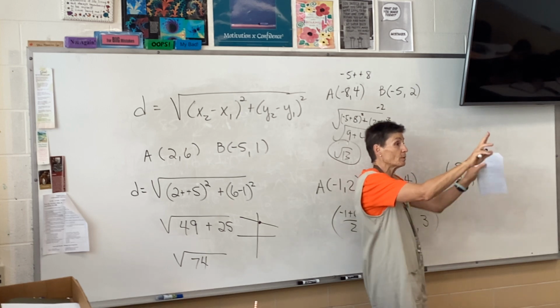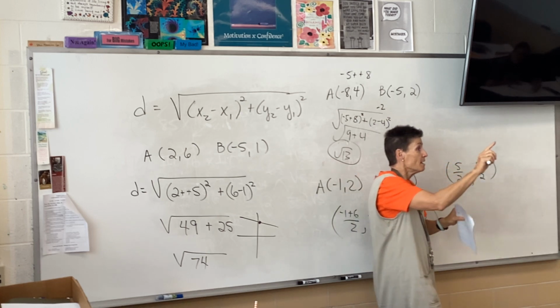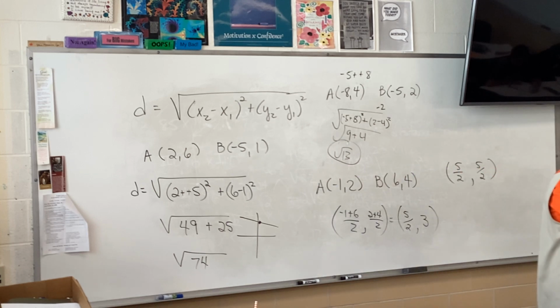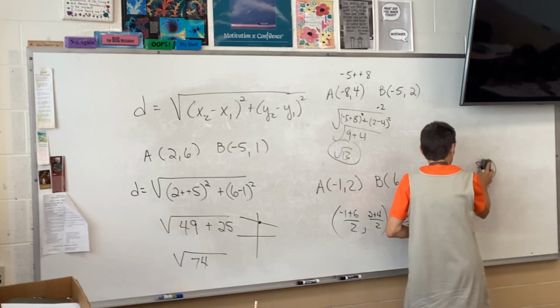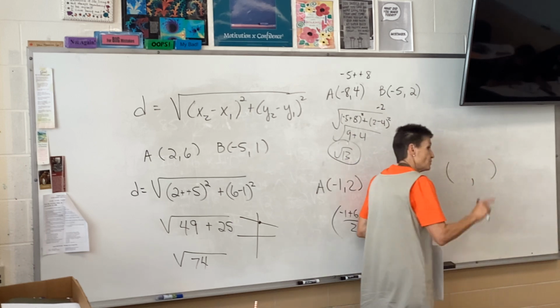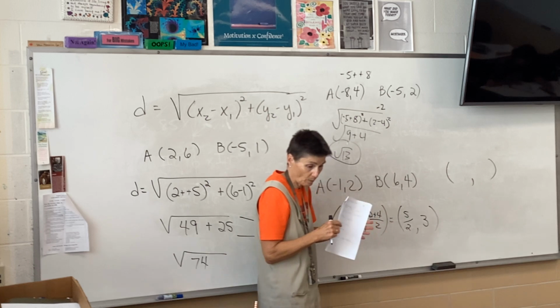Oh, time out. Okay, now it makes sense to me. When we find the average, we have to average our x's. So you added your x and your y and it would be negative, but yes, you need to average your x's to find the x value. So let's try that again.